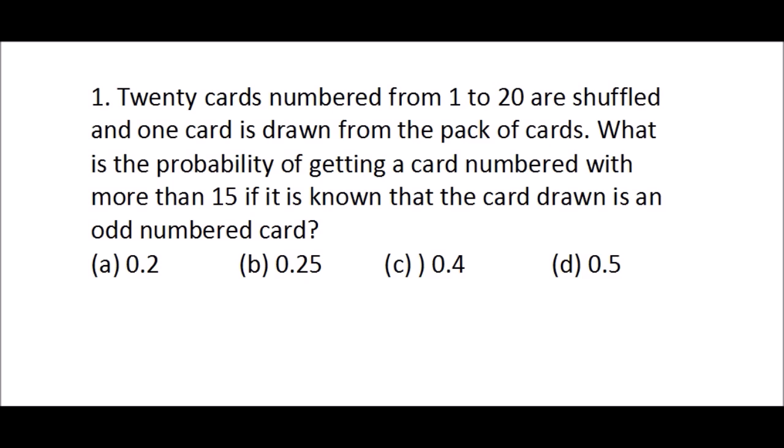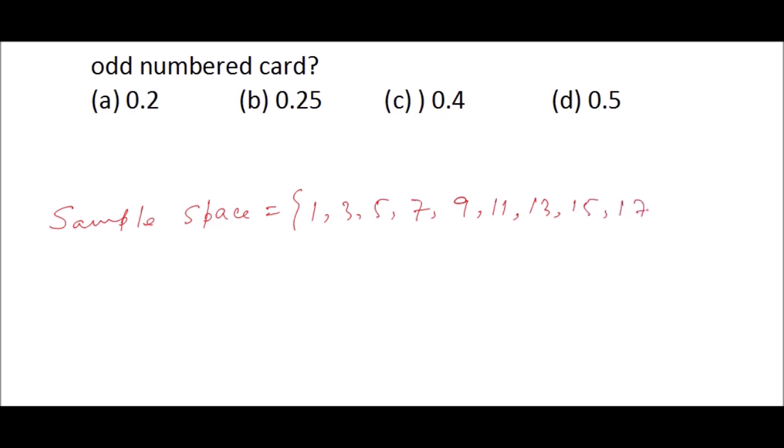To do this problem in a very simplified way, we can consider the sample space. The sample space is 1, 3, 5, 7, 9, 11, 13, 15, 17 and 19, because we already know that it is an odd numbered card. Therefore, there are a total of 10 elements.